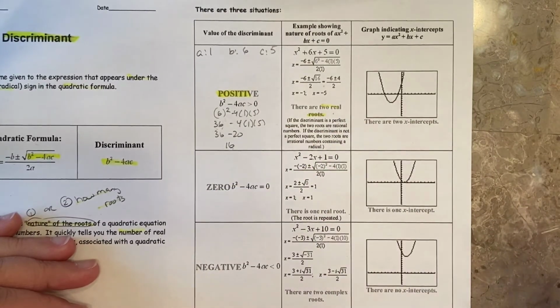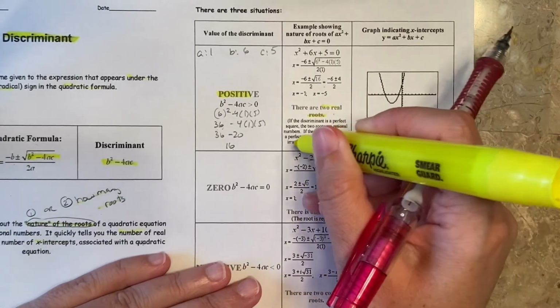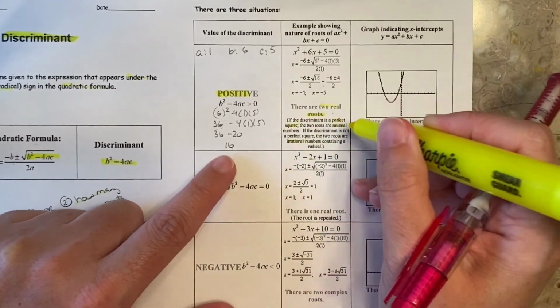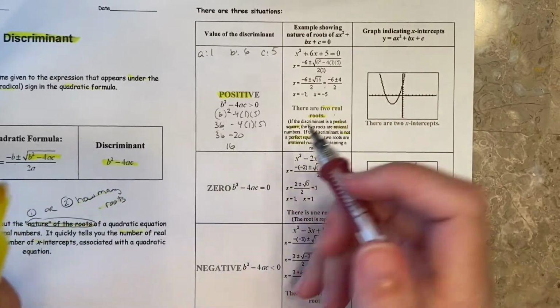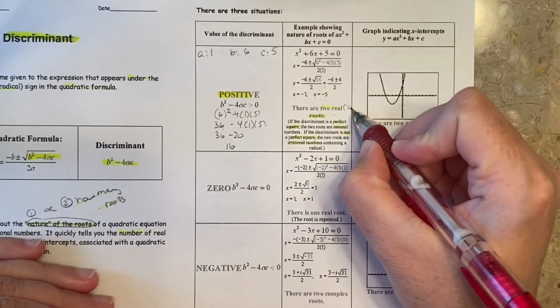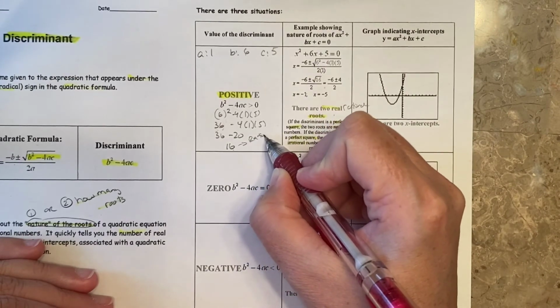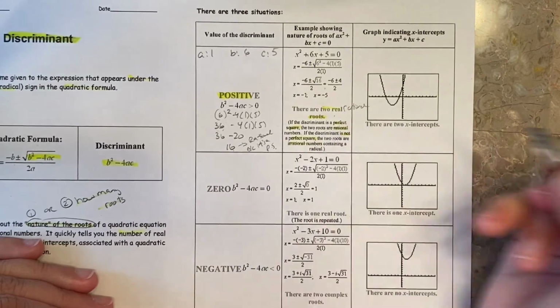Now there's 2 different types of 2 reals. You can get one that is rational, and then you can get one that's irrational. If the number you get is a perfect square, which 16 is, then it's rational. If it's not a perfect square, then it's irrational. So here, this would be 2 rational real roots. And again, this is rational because it's a perfect square, okay?